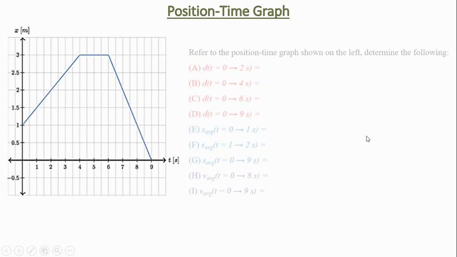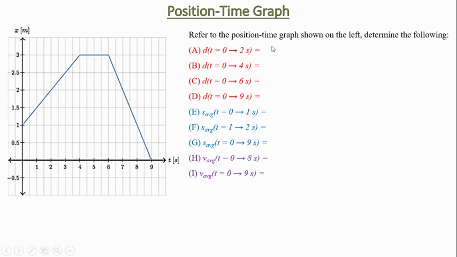Okay, so in this particular video, we have a basic position versus time graph here. You notice the position time graph is given as a diagonal with a positive slope upward, a horizontal slope, and then a negative slope there. All right, so let's do it.